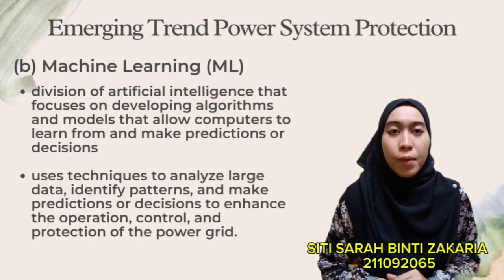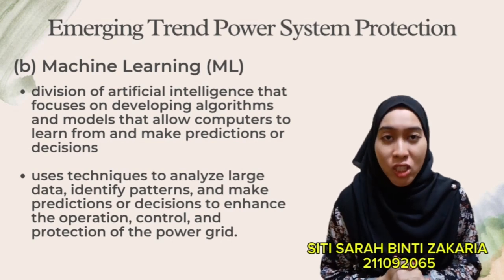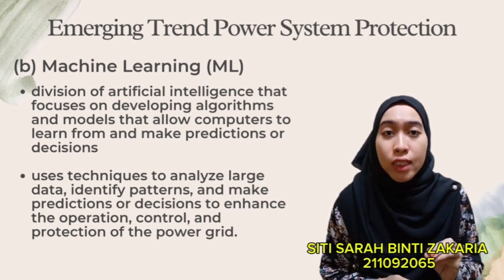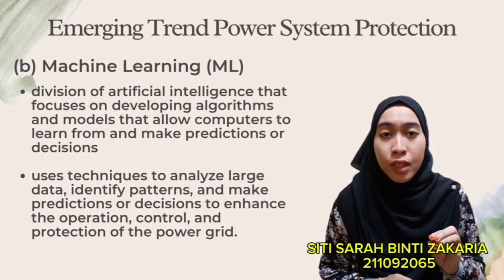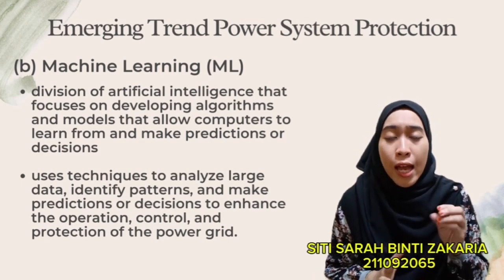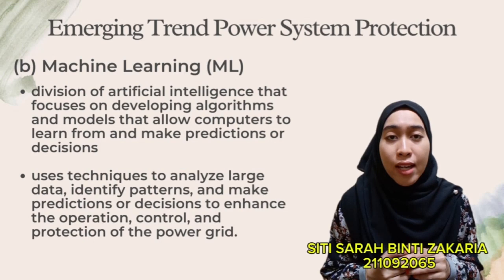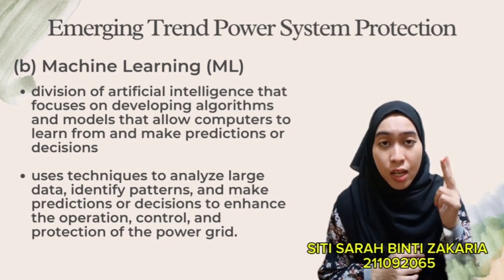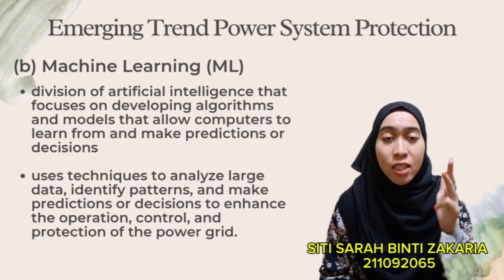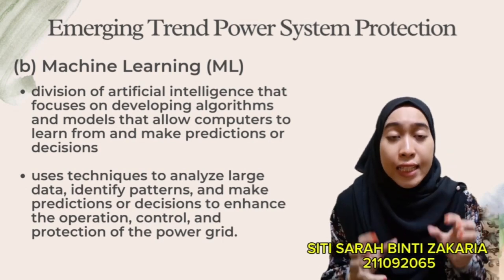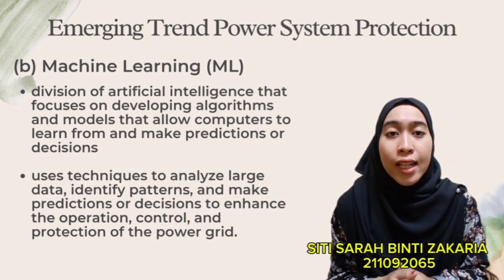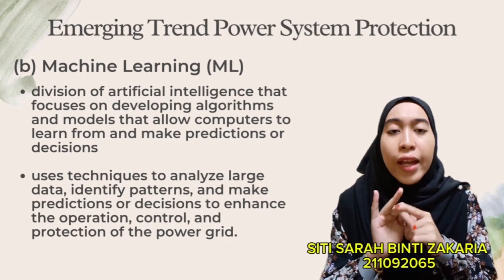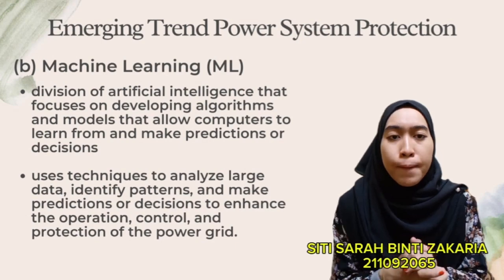Okay, next I will talk about machine learning. Machine learning is a division of artificial intelligence that focuses on algorithms. In the context of power system, ML uses techniques to analyze data, identify patterns, make predictions, or control and protection for the power grid. This technique can be used for tasks like fault detection, fault location, disturbance detection, and other applications in the power system.